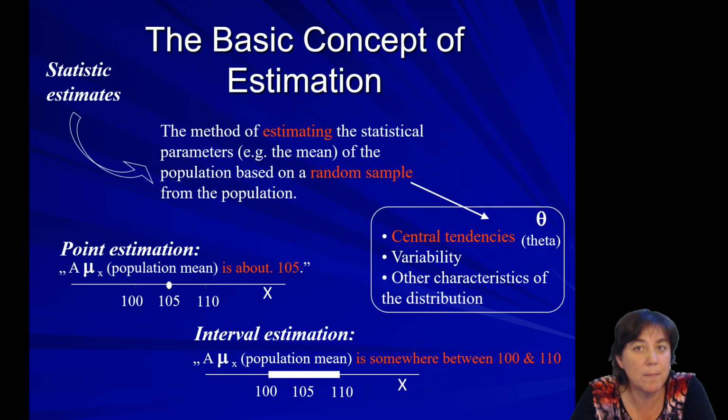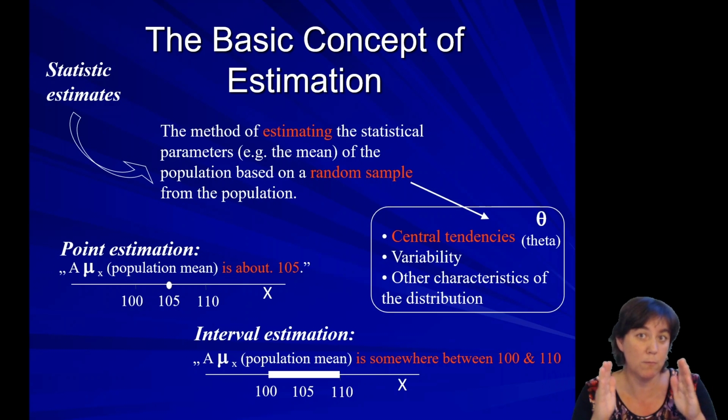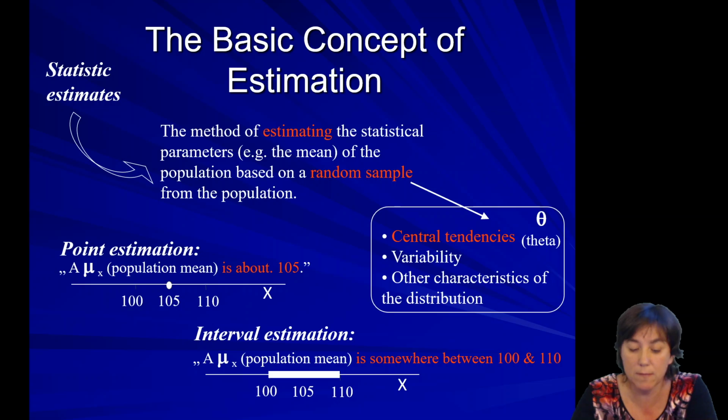The interval estimation is a little bit different because here we don't say a single number, we say an interval. We say that it's somewhere between 100 and, let's say, 110. This interval can be wider or smaller depending on many things. We will get into the depth of this in a moment.